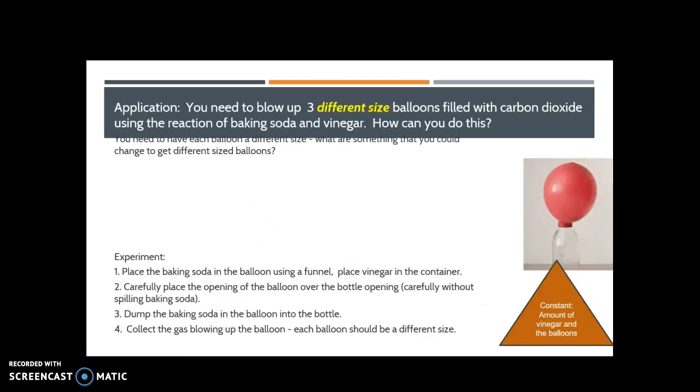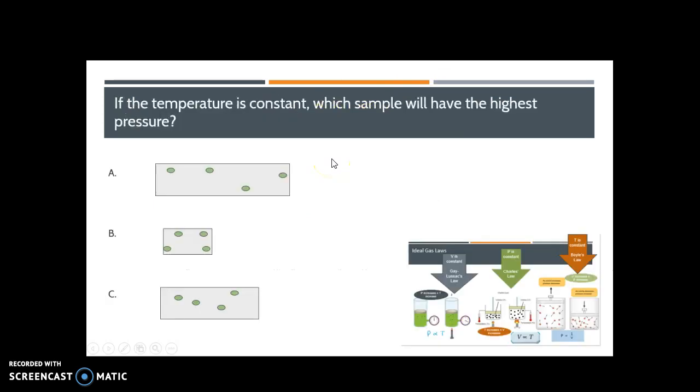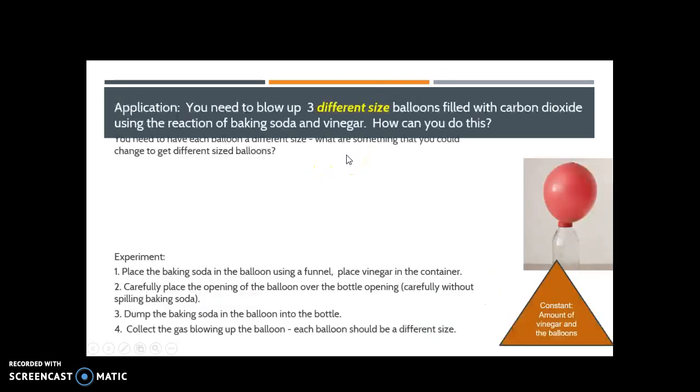The last question is an essay question. It's an application question where we are proposing an experiment. Here is the information we have about our experiment. Our end goal, my slides changed. The end goal is that we have 3 different size balloons filled with carbon dioxide using the reaction of baking soda and vinegar. So how can we get 3 different sizes of balloons?